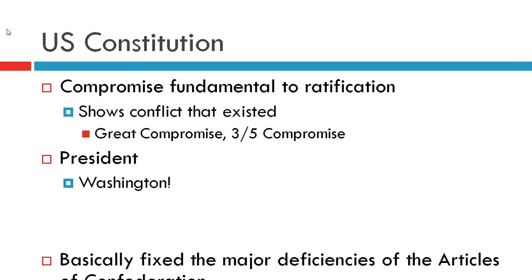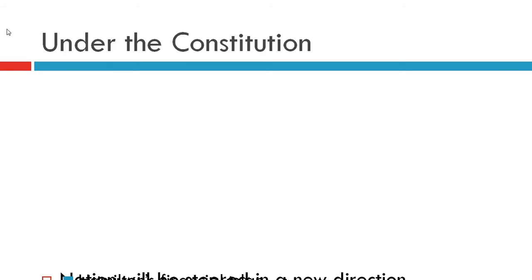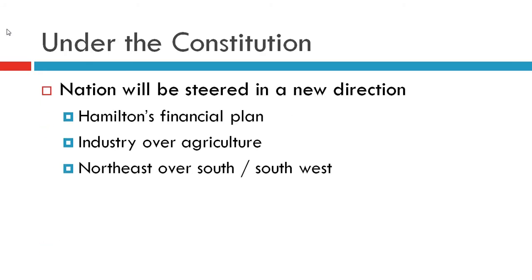That would never happen. The Constitution basically addresses all the major deficiencies under the Articles of Confederation. Those deficiencies can be defined as sort of obstacles towards national growth or national cohesion. Now, once the Constitution is ratified, the nation will soon be steered in a new direction, and this is largely due to Hamilton's financial plan.